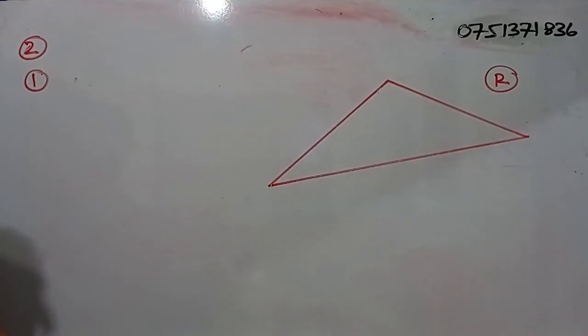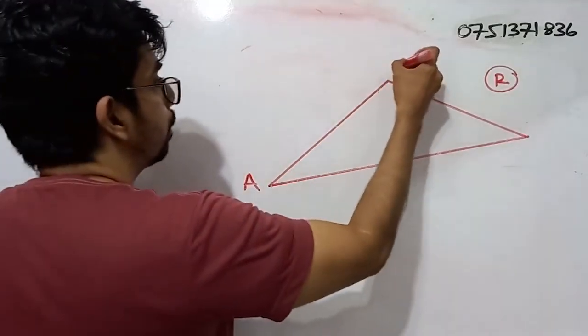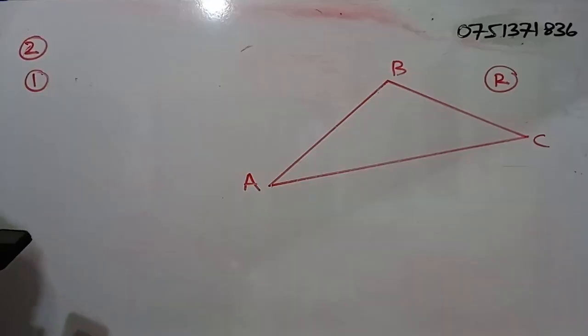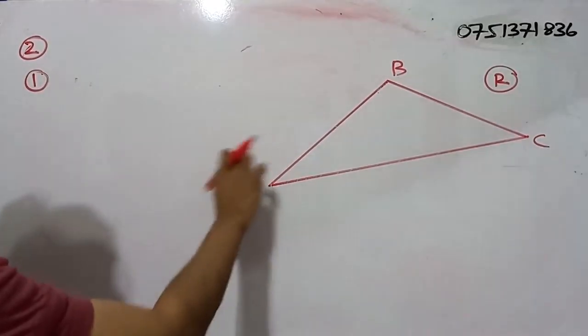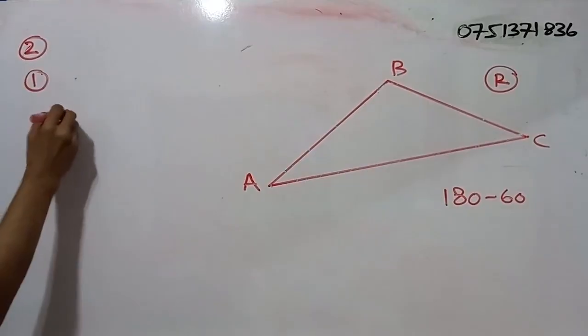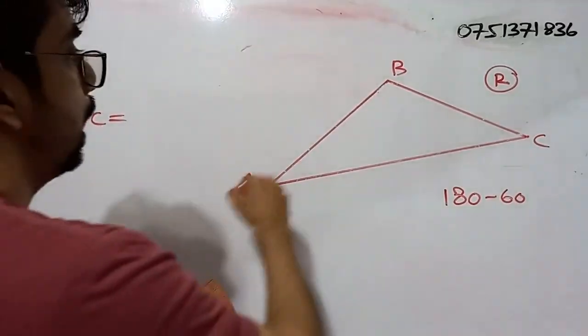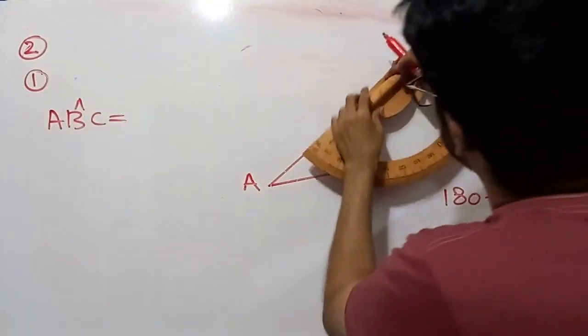Draw an obtuse triangle and name it ABC. Right. So I will name it like A, B, C. Measure ABC, BAC and ACB. So we have to measure all three angles. First of all, we will take the angle ABC. So it is this center, right?